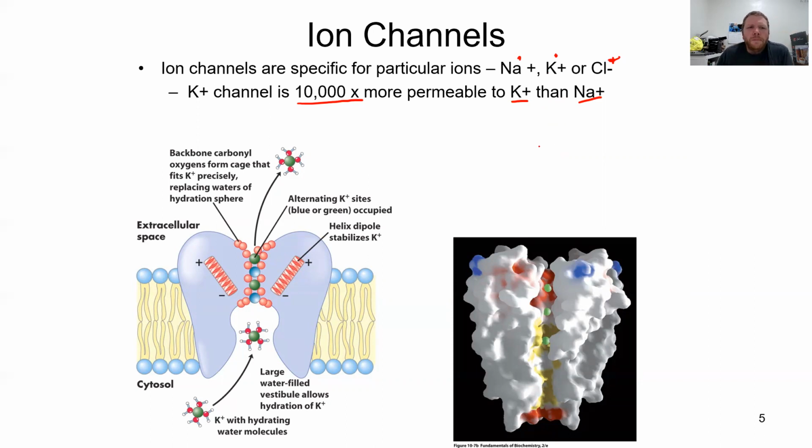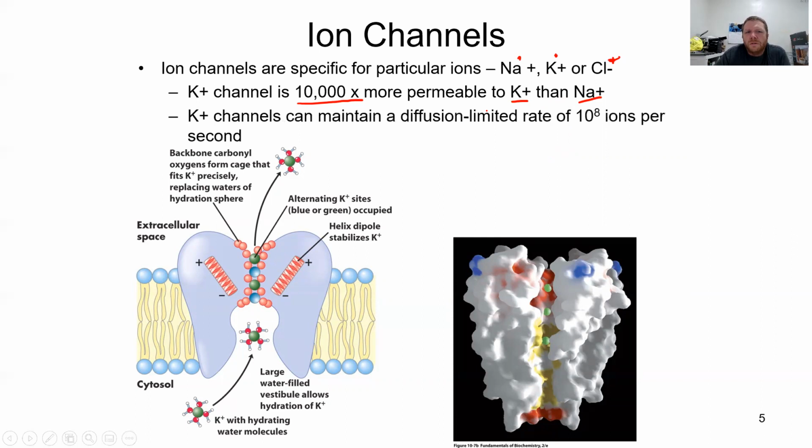Now, sorry, how does this actually take place? Potassium channels maintain a diffusion limited rate of 10 to the 8th ions per second. So it's moving it pretty quickly. Now, to visualize the flow of a potassium ion through one of these channels, what does it look like? Well, I'd like to draw your attention down here. We've got a potassium ion on the interior in the cytosolic space moving to the extracellular space, so moving out of a cell. We've got our lipid bilayer right here.